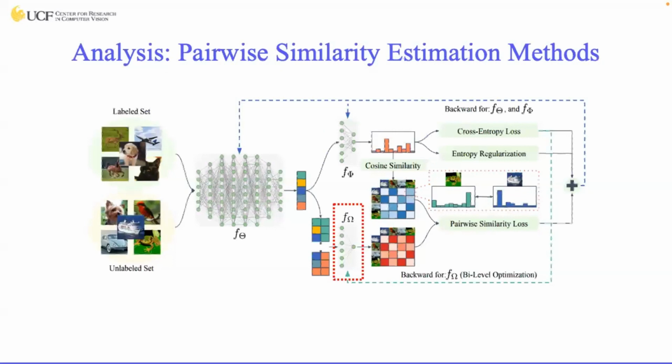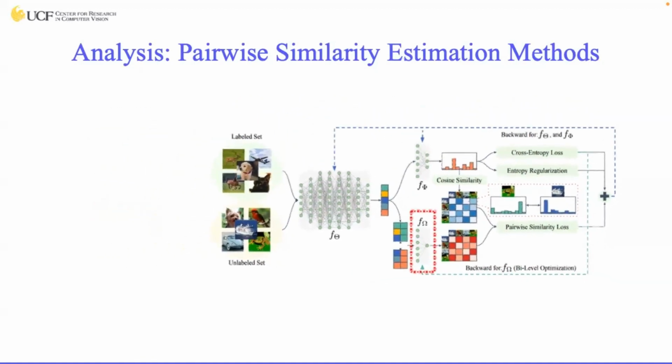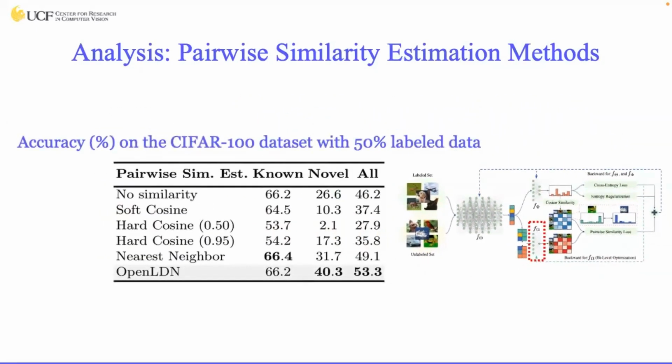So this is an analysis where we are trying to show the effectiveness of our pairwise similarity estimation method. In our work, we introduced this network F omega to estimate the pairwise similarity scores. Here, we look at the alternate solutions we could have used instead of this pairwise similarity network. Those would be if we don't use any similarity computation, or we compute cosine similarity from the features and use that as our pairwise similarity scores, and we could have thresholded it. All these solutions have been explored in related literature.